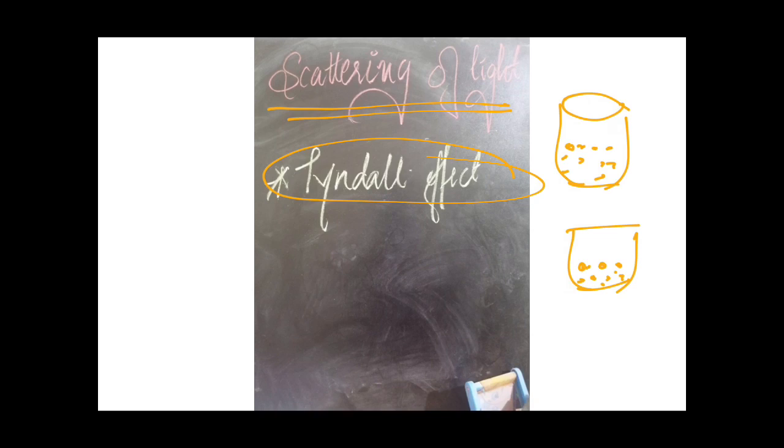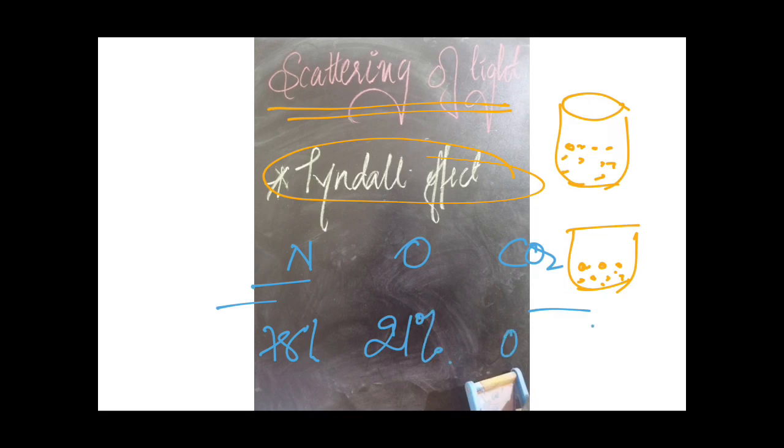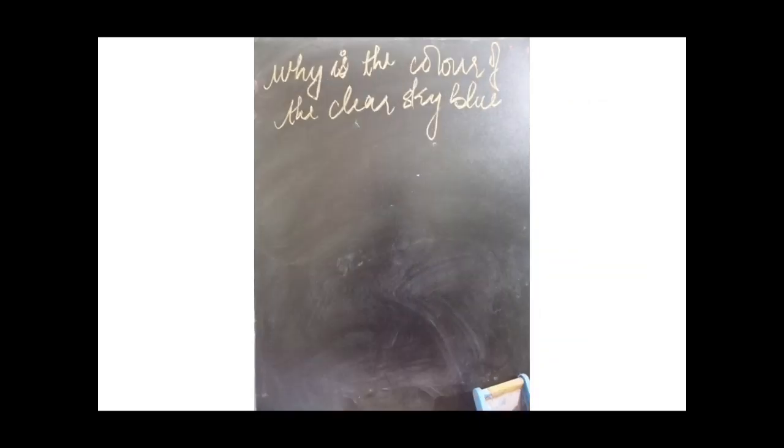In our atmosphere also, we have nitrogen, oxygen, carbon dioxide, water vapors, argon and other gases. Nitrogen is 78%, oxygen is 21%, carbon dioxide is 0.03%, right? So this is a composition, so isn't it a colloidal solution? So here also scattering of light takes place. The example of this scattering of light is the blue color of the sky. So why is the color of the sky blue? This is the phenomenon of the scattering of light.